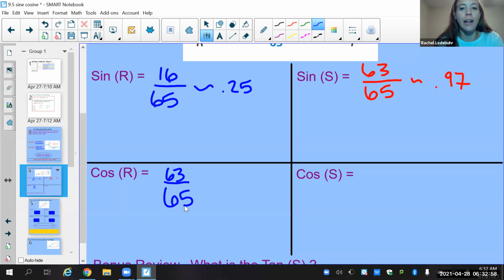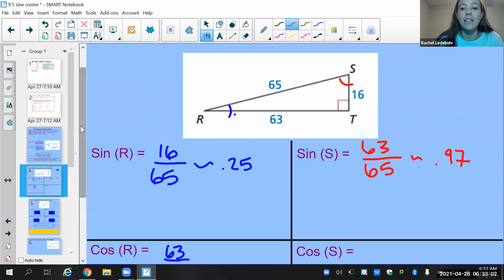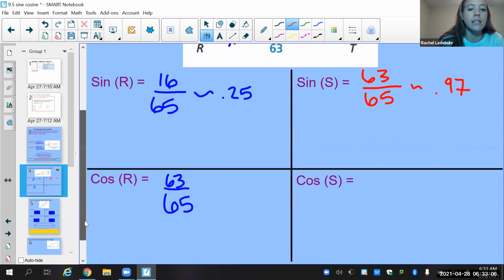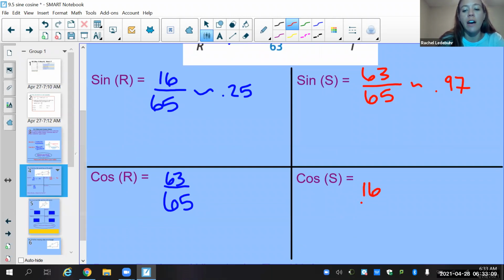Now let's go back to our red angle S and do the exact same thing. So if I look at S, the adjacent is 16, the hypotenuse is 65. So I get 16 over 65.